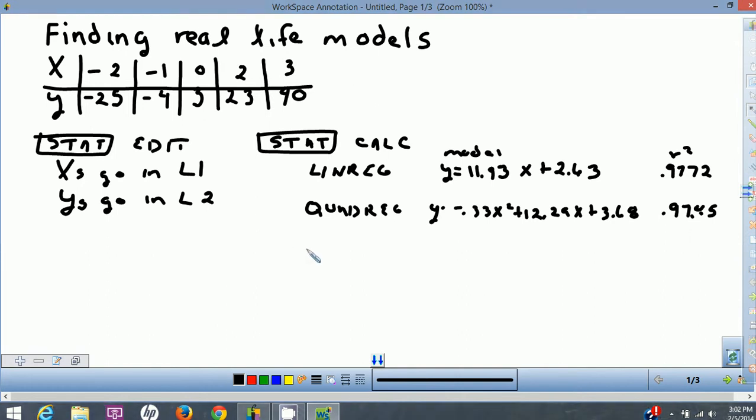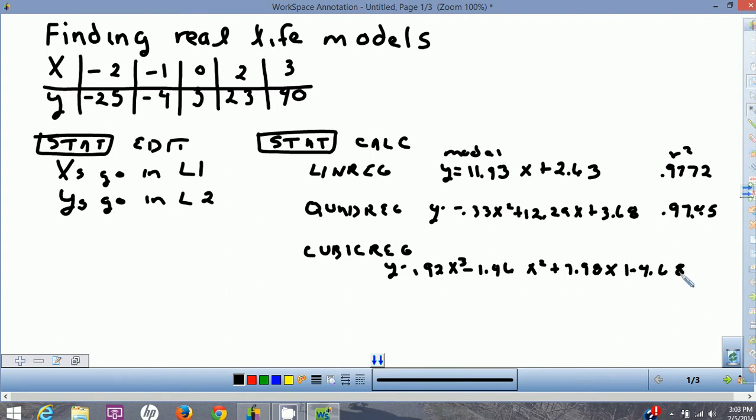Then I'm going to do cubic regression. So the next choice down is cubic regression. Still got all my data, Stat, Calc, cubic regression, and it gives me this nice long model. I'm going to round it off to 2 decimal places here. So 0.92x cubed minus 1.46x squared plus 7.98x plus 4.68. And you should be doing this at the same time I am, making sure you're getting the same model every time. So there's my model, and it gives me an r squared value of 0.9973.